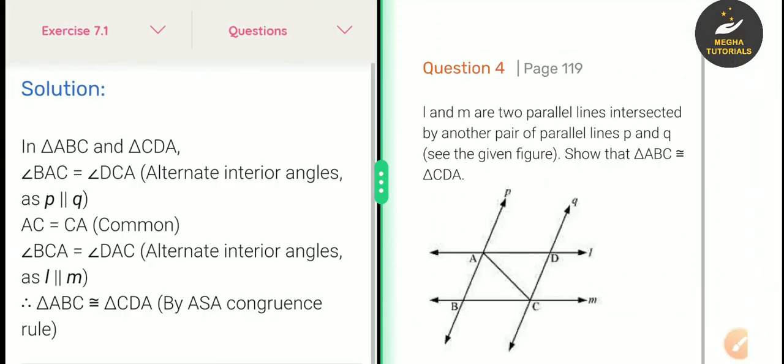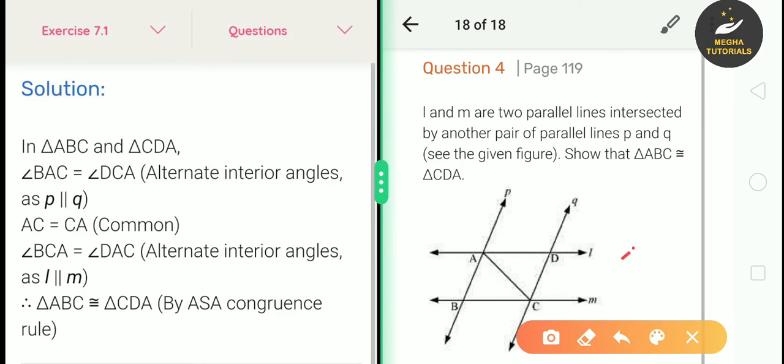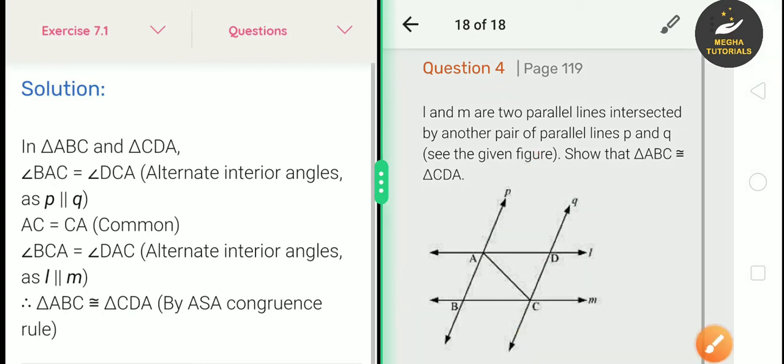Question 4. L and M are two parallel lines intersected by another pair of parallel lines P and Q. Show that triangle ABC is congruent with triangle CDA. So in the given you can write line L is parallel to M, P is parallel to Q, and then write show that triangle ABC is congruent with triangle CDA. Let's start with the solution.